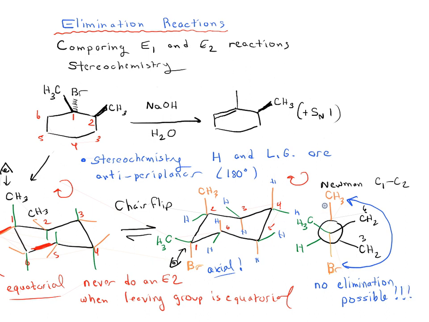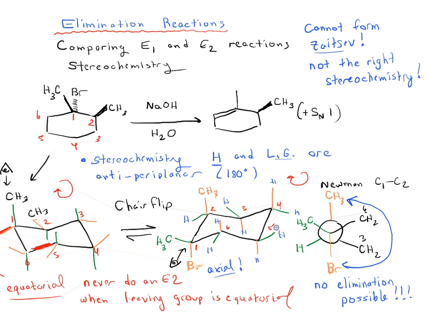Why not? Well, we'd have to break a carbon-carbon bond. And remember, in the elimination, we always break a carbon-hydrogen bond. We have to have the hydrogen and the leaving group anti-periplanar. So we cannot form the Zaitsev. Why not? Well, because we don't have the right stereochemistry. So we can't possibly form the Zaitsev, unfortunately.